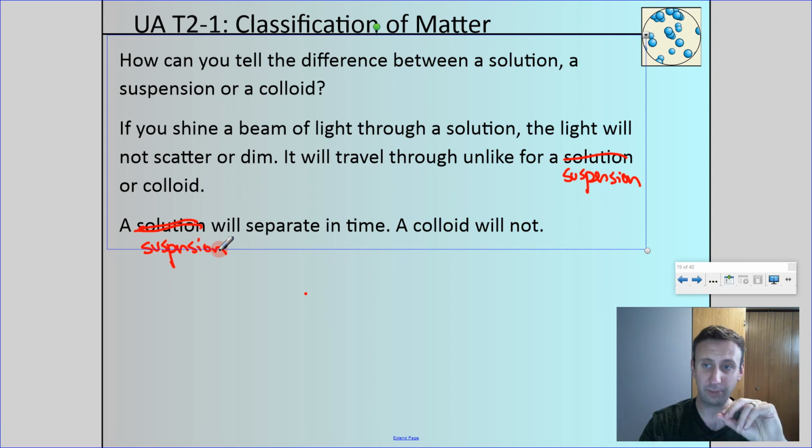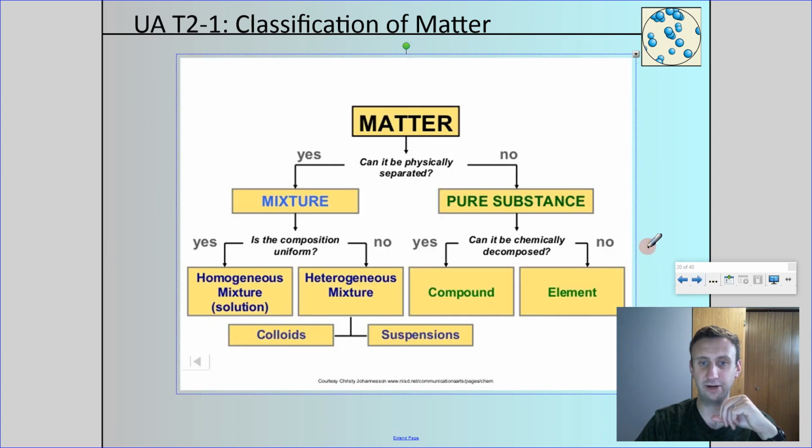Okay, a solution, light will travel through, no problem. Suspension, colloid, it won't. If you leave something and it settles into two different parts, well, then it's a suspension. Okay, if it doesn't settle into two different parts, but it does scatter light, light can't travel through, well, then it's a colloid.